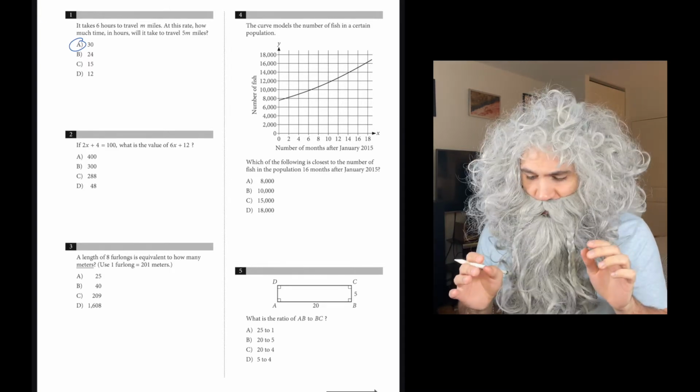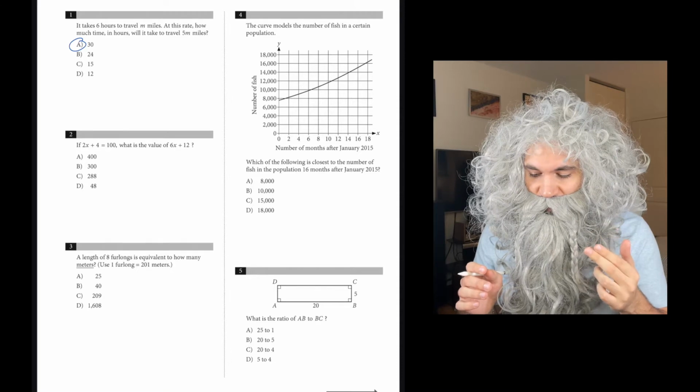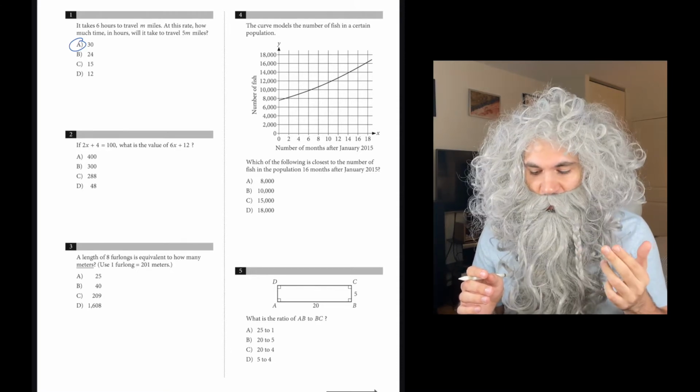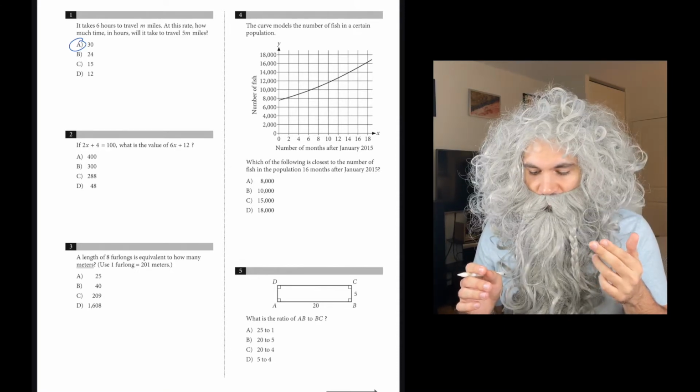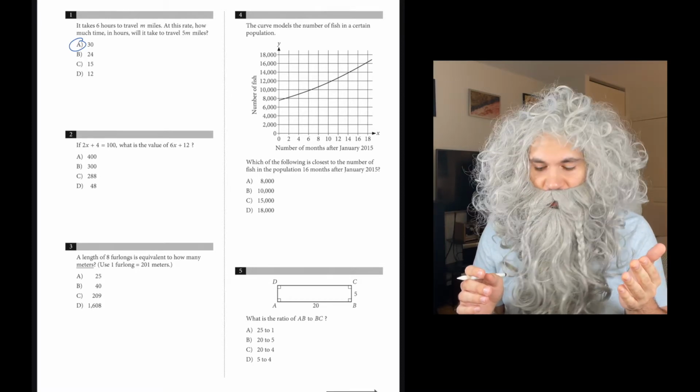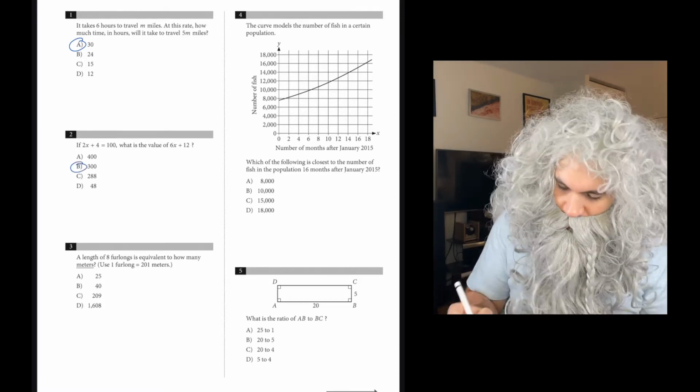is we notice that 6x plus 12 is just 3 times as big as 2x plus 4. So that means we can just multiply the 100 by 3 and get 300.